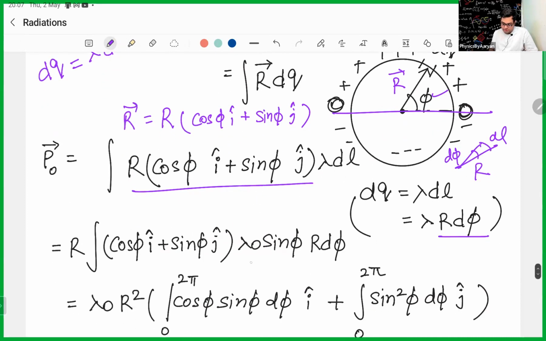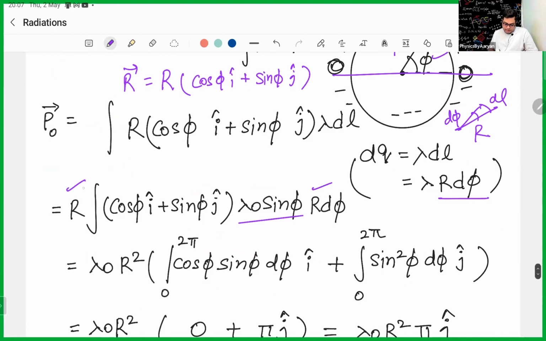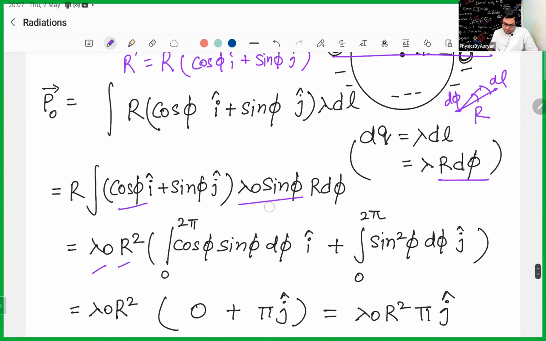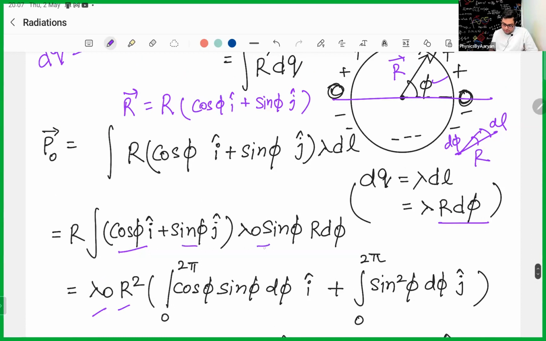So lambda dl becomes, lambda is lambda naught sine phi, dl becomes r d phi, and there is this r also. So this r and this r becomes r square. This lambda naught comes out. Then you get cos phi into sine phi integration with d phi, and then sine phi into sine phi integration with d phi, and your integration goes from 0 to 2 pi.